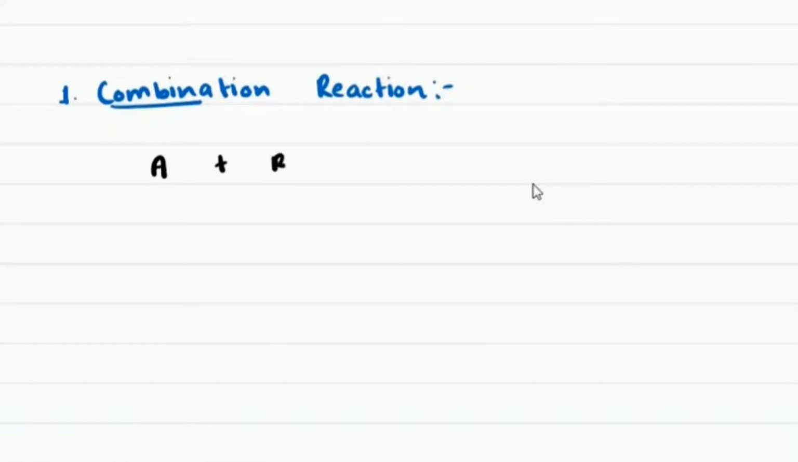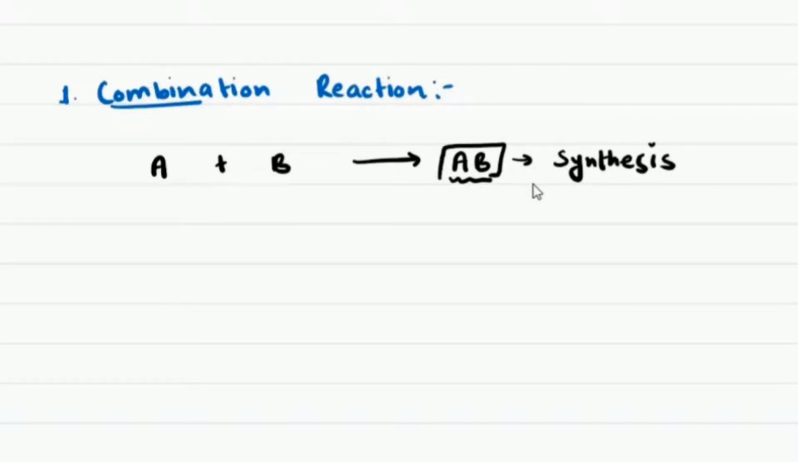Okay, so let's start with combination reaction. So it's pretty simple. Like the name suggests, combination reaction is the reaction in which two substances combine to form a product. Like let's say we have A plus B, and A and B combine to form AB, then that is our combination reaction. Since the product is being formed, like from A and B, something is being synthesized, it is also known as synthesis reaction.